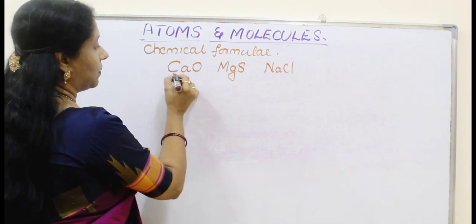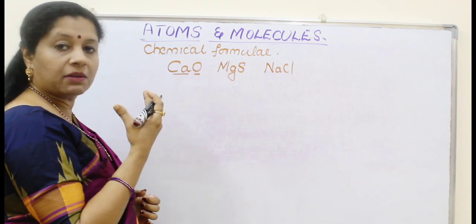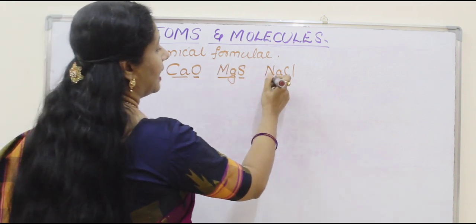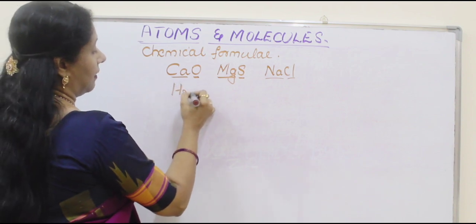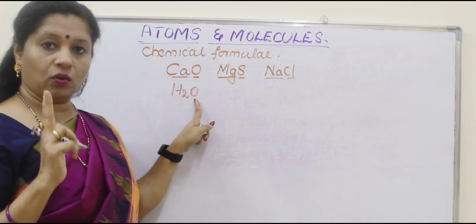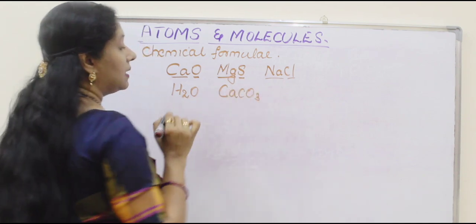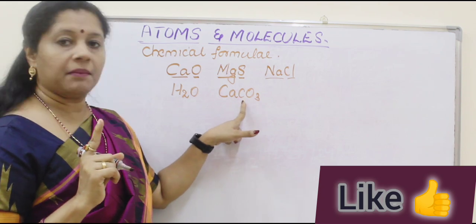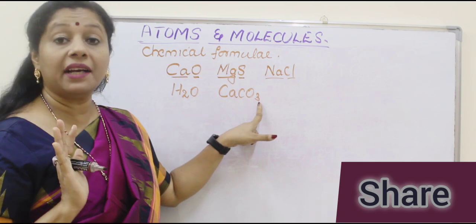In this we know that calcium one atom and oxygen one atom combine to form calcium oxide. Magnesium and sulfur in the ratio 1:1 form magnesium sulfide, and sodium and chloride also 1 each. But when we write other compounds like H2O, here hydrogen has 2 atoms whereas oxygen has only 1, total 3 atoms. Another one, CaCO3, is the chemical formula of calcium carbonate. So there is 1 calcium, 1 carbon, 3 oxygen. So the total is 1 plus 1 plus 3, 5 atoms.